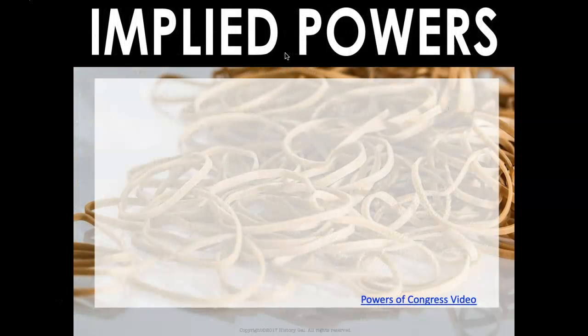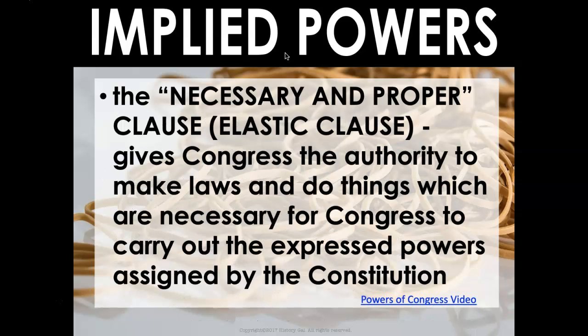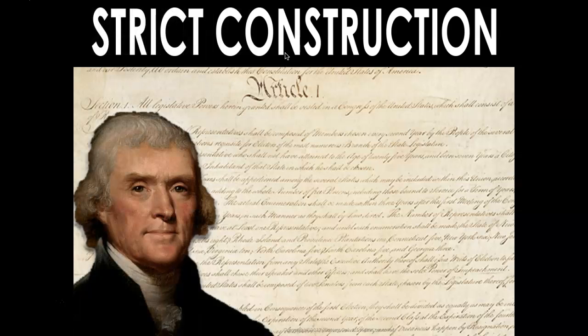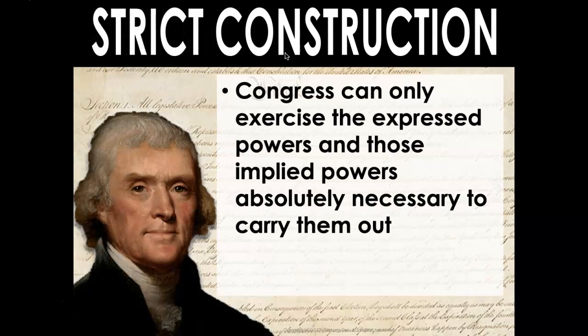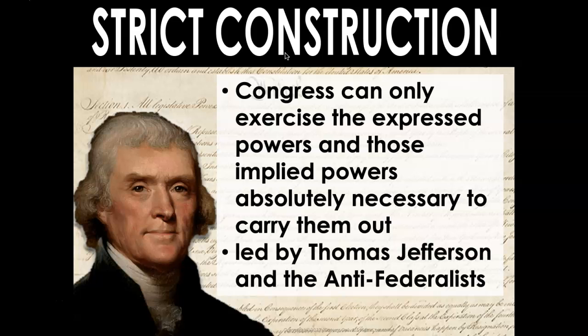Now, there are also implied powers that Congress has too, which are a little bit different. The necessary and proper clause in the Constitution, or the elastic clause, basically gives Congress the authority to make laws and do things which are necessary for Congress to carry out the express powers assigned by the Constitution. What that means in practice is basically this. Congress can only exercise the express powers and those implied powers absolutely necessary to carry them out.